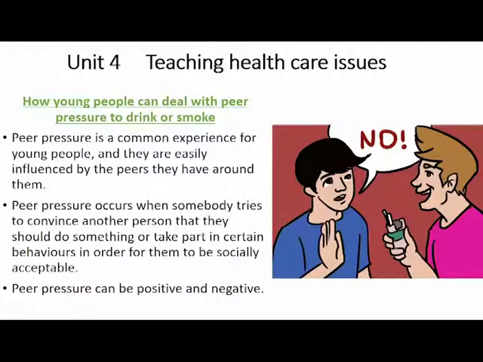We move on to how young people can deal with peer pressure when it comes to drinking and smoking. We know that peer pressure can either be positive or negative. When it comes to smoking and drinking, and especially in adolescence, peer pressure is a common experience for most young people, and they are easily influenced by their peers that they have around them. Peer pressure occurs when somebody tries to convince another person to do something that they don't really want to do, but they feel they have to do it to fit into the group, and also for them to become socially acceptable among their peers.